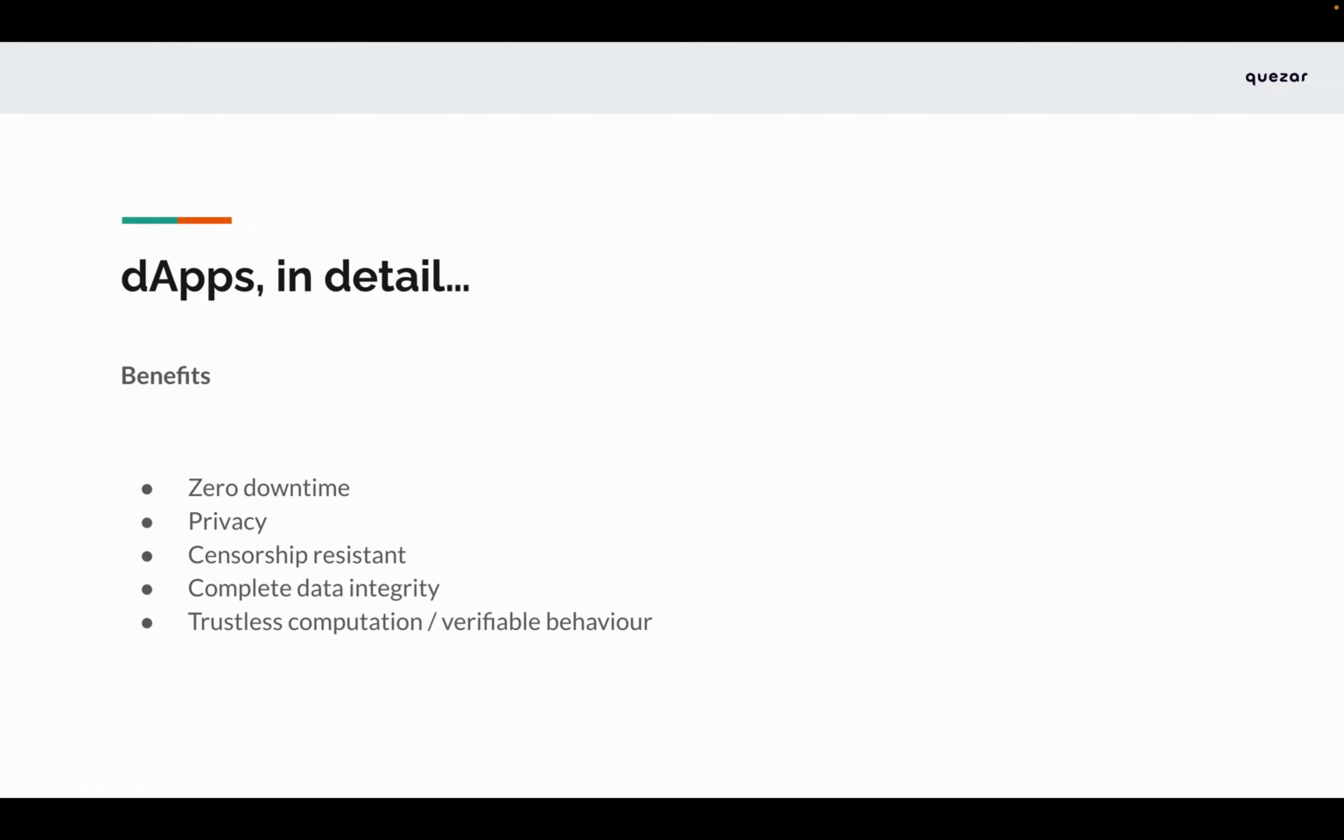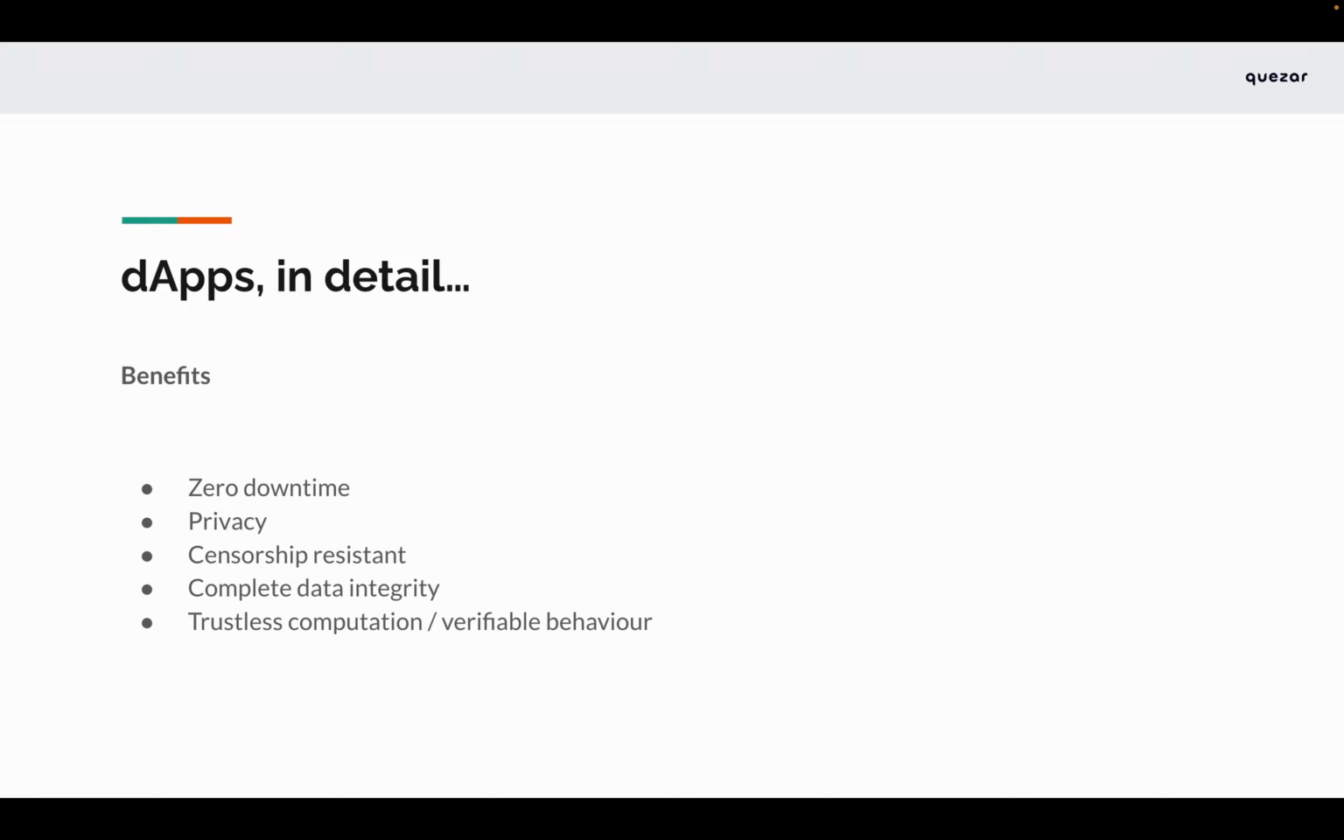Now, what are the benefits of dApps? We have a few benefits of dApps, which are zero downtime, privacy, censorship resistance, complete data integrity, and trustless computation and verifiable behavior. Let's try to understand each of them one by one.